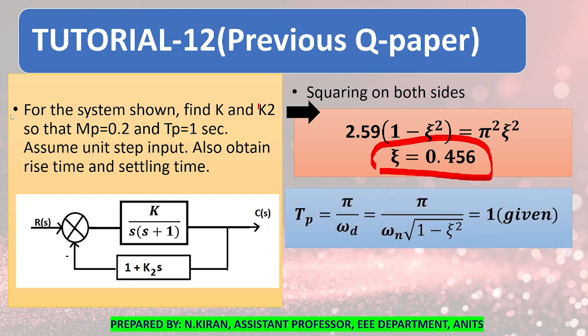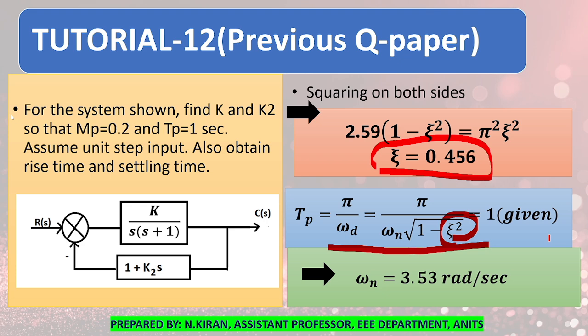Next, also peak time is given as 1 second. We know the formula, it is pi by omega d, that is nothing but pi by omega n into root over 1 minus zeta square. Just now we have already found the value of zeta as 0.456. Substituting in that will give me the value of our natural frequency omega n to be 3.53 radians per second.